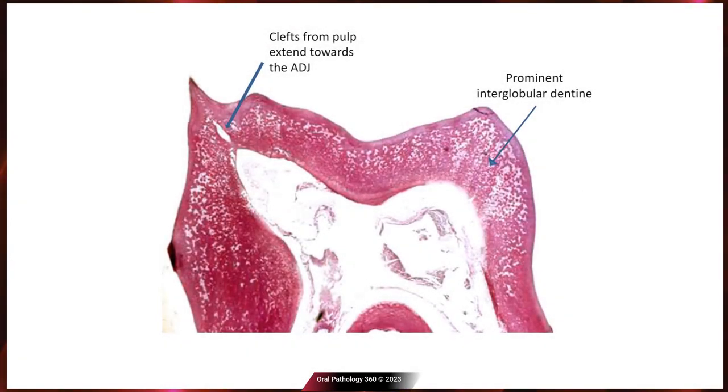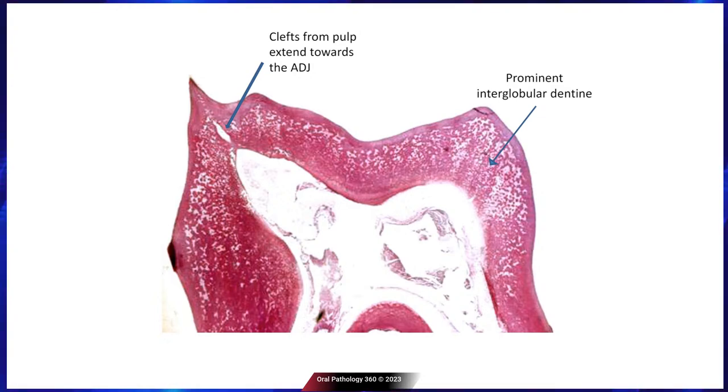And these are the appearances that you tend to get. So the overall enamel is relatively normal in shape and the amount of that. But the dentine, there are some classic appearances. The first thing of note is very pronounced interglobular dentine, very prominent. And if you get extensive interglobular dentine throughout a large proportion of the tooth, that's the first thing that should come into your mind in terms of a differential diagnosis.